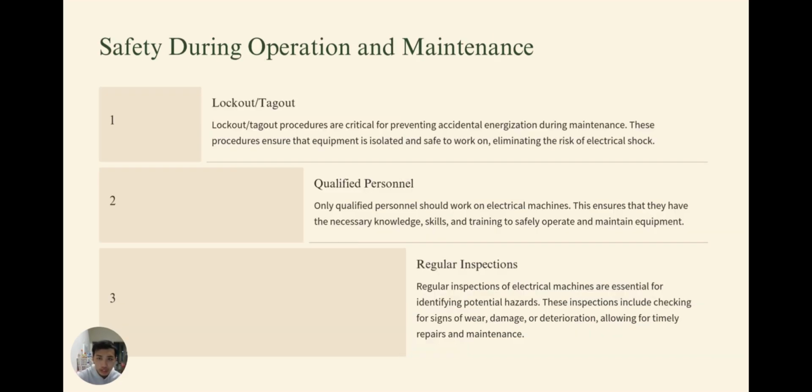Okay, the next slide is safety during operation and maintenance. The first one is lockout and tagout. Lockout or tagout procedures are critical for preventing accidental energization during maintenance. These procedures ensure that equipment is isolated and safe to work on, eliminating the risk of electrical shock.